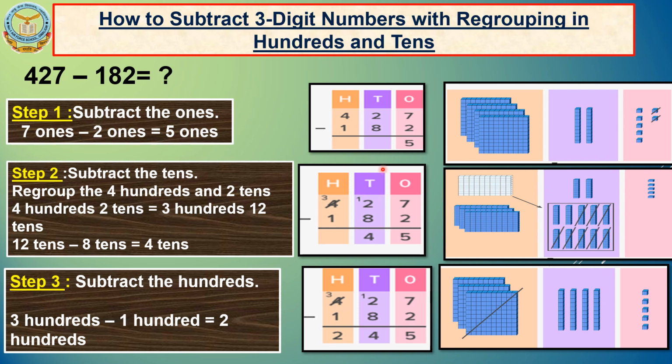Move to the tens place. In tens place, 8 tens is greater than 2 tens. We cannot subtract 8 tens from the 2 tens. What do we have to do? We have to regroup hundreds and tens. Means we have to borrow 100 from the 400s.